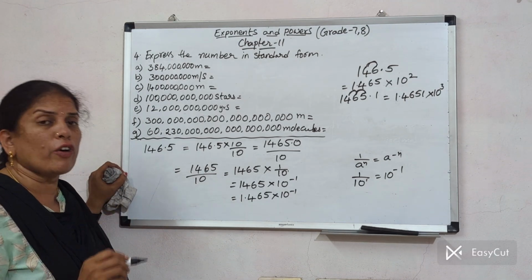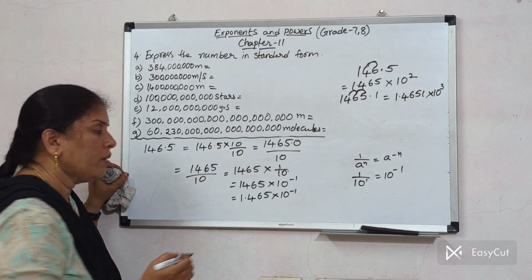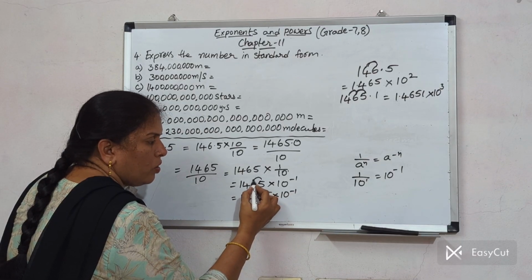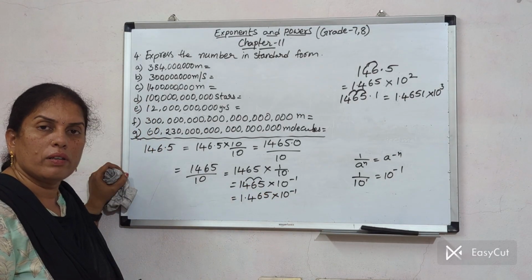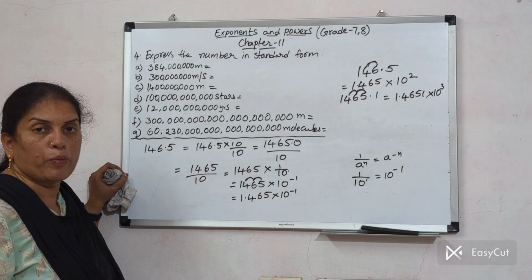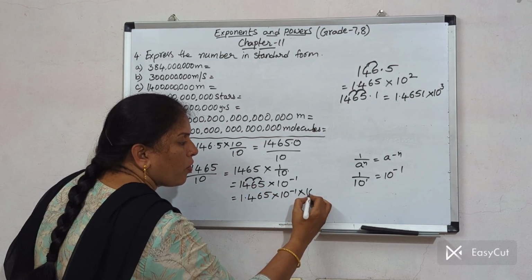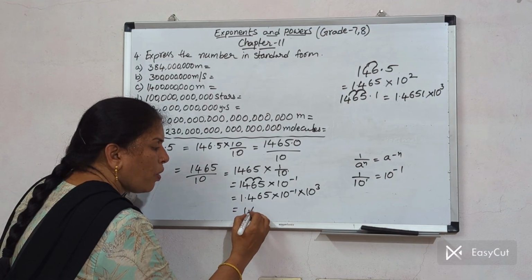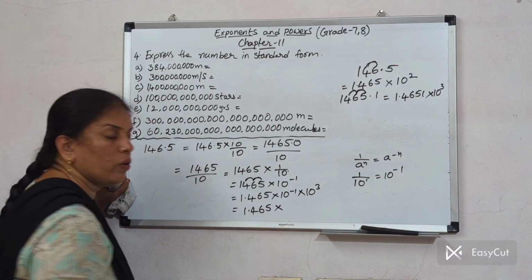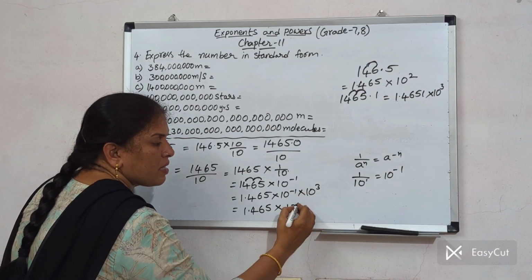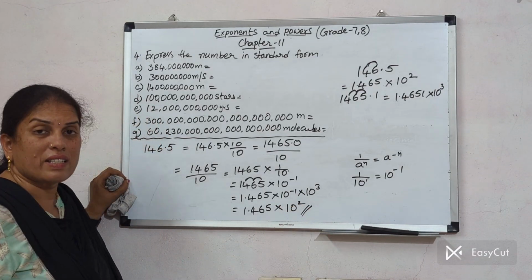How many digits before I moved the point? If we count from the ones place, 1, 2, 3 digits before I kept the point. So, 10 to the power of 3. So 1.465 into the same base, we add the powers. Minus 1 plus 3 is plus 2. This is the standard form.